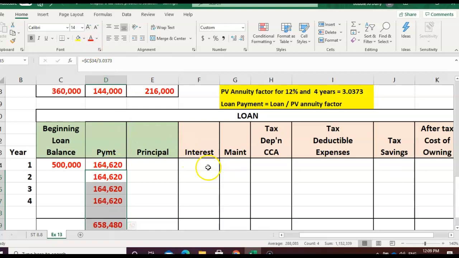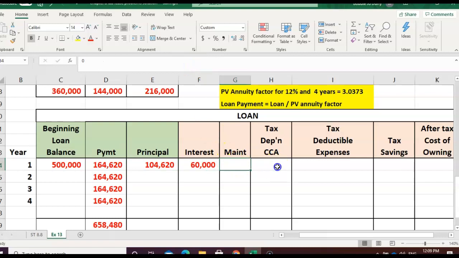Our interest of 12% is going to be on the balance at the beginning of the year, right? So we're going to multiply the $500,000 by 12%, so we're going to pay $60,000 in interest. If we deduct the $60,000 from our payment, we get our principal payment, the principal amount we paid on the loan.